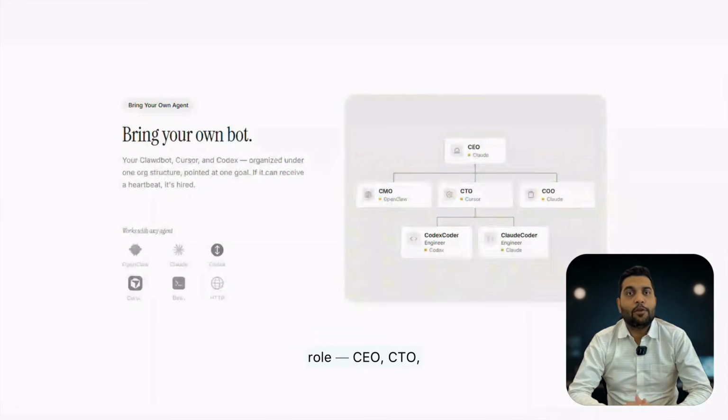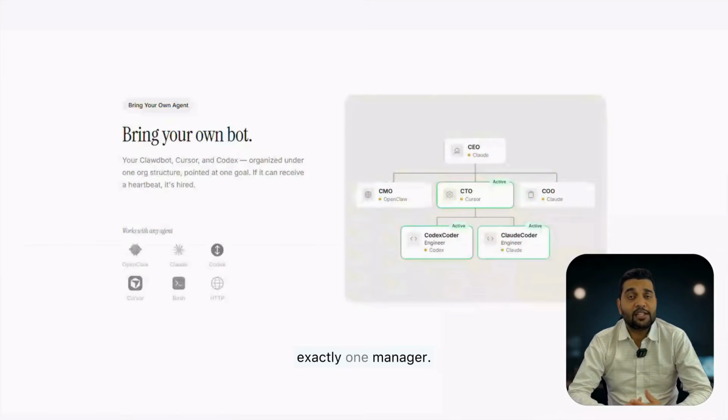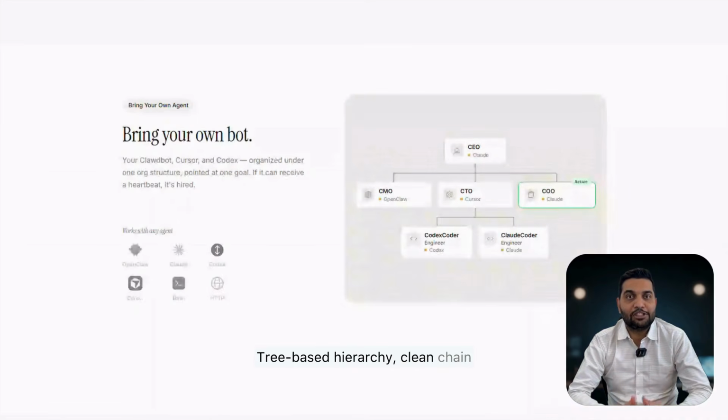Here's where the company metaphor becomes literal. Every agent has a role: CEO, CTO, copywriter, designer, QA engineer. Every agent reports to exactly one manager. The CEO reports to you. That's the org chart. Tree-based hierarchy, clean chain of command. Managers can create tasks and delegate to their direct reports. Agents can escalate blockers upward.